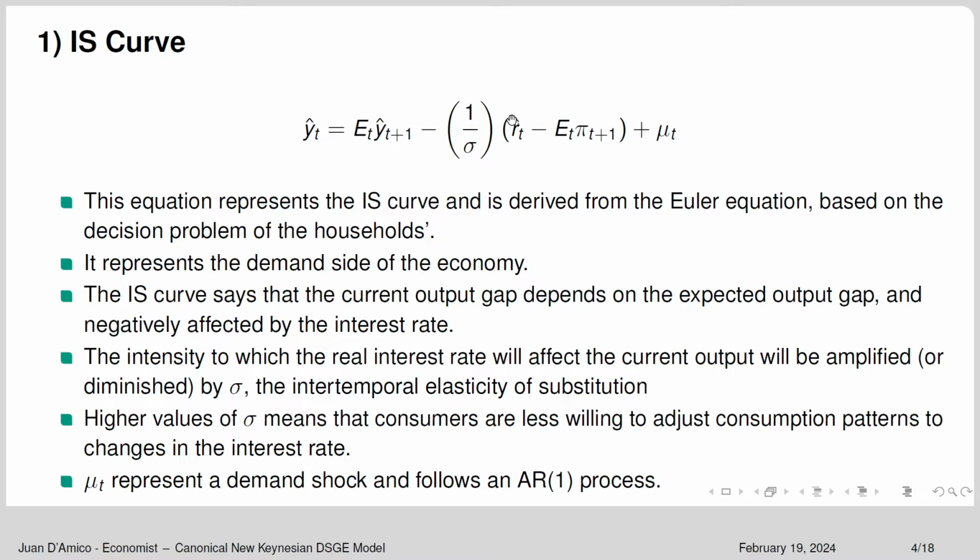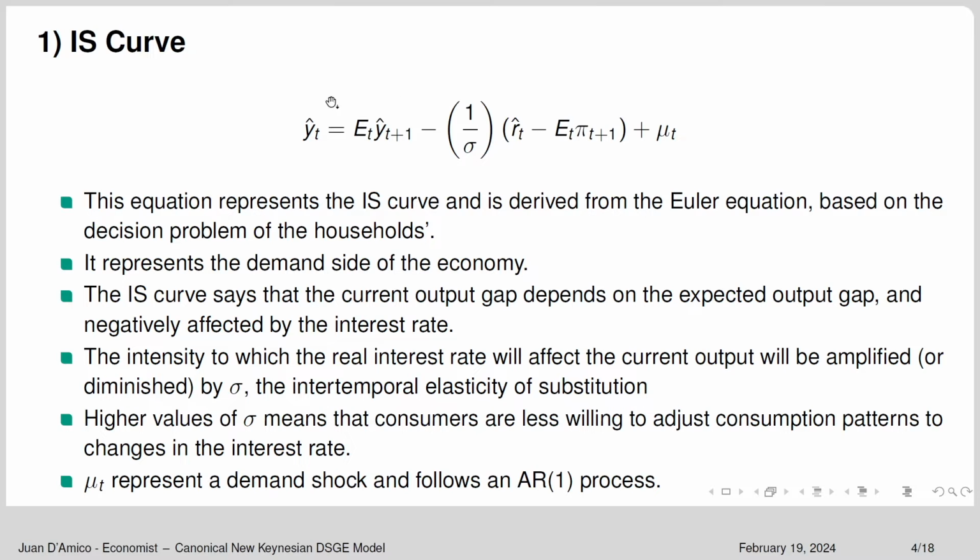The RT is the nominal interest, and here is the expected inflation. So when we subtract the expected inflation from the nominal interest, we get the real interest rate. Now, the intensity with which the real interest rate will affect current output is going to be amplified or diminished by sigma, which is the intertemporal elasticity of substitution.